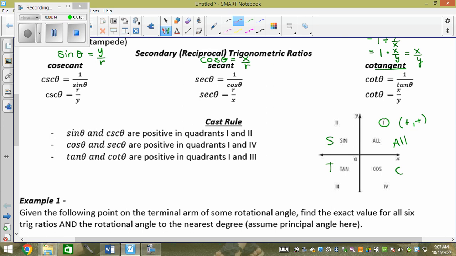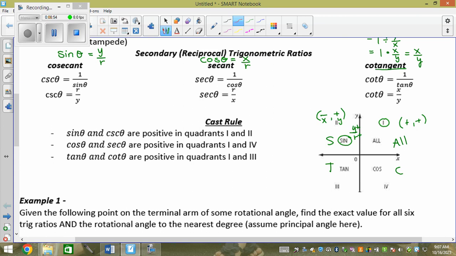Okay? For quadrant 2, we have a negative x and a positive y. So any trig ratios that contain x are going to be negative. Correct? So tans, cotans, coses, and secants are all going to be negative because x is negative. Now, why is sine not negative? Because it's y over r, and y is positive, and r is always positive. So that's why sine and its friend, cosecant, which is r over y, will be positive.